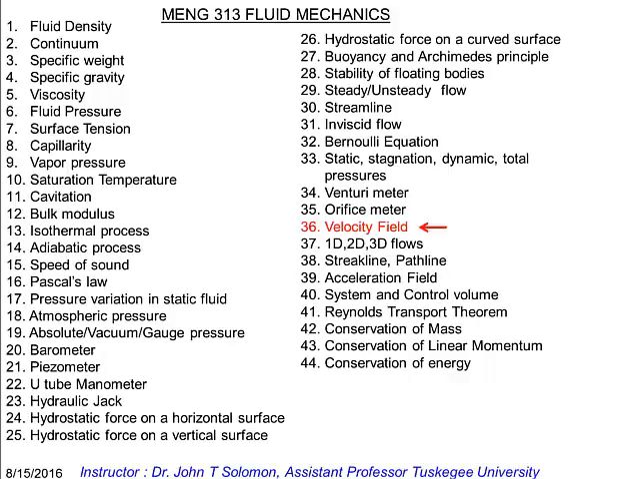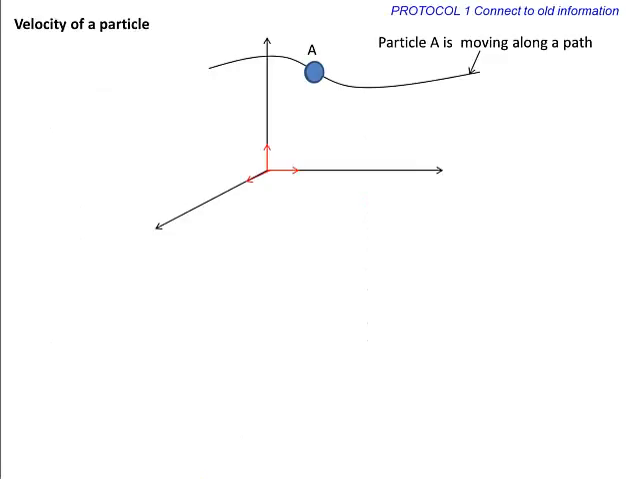Consider a particle A, moving along a path. The position of the particle, at a given time t, can be represented using a position vector, RA, in the Cartesian coordinate system. Consider a small movement of the fluid particle for a period delta t. The new position is, RA, at t plus delta t.